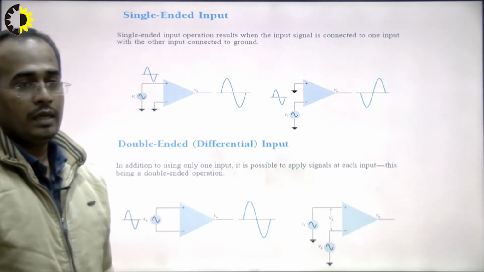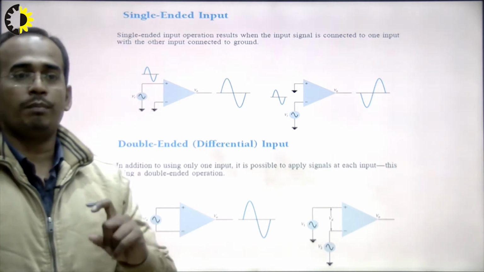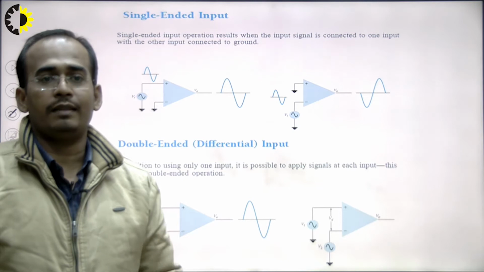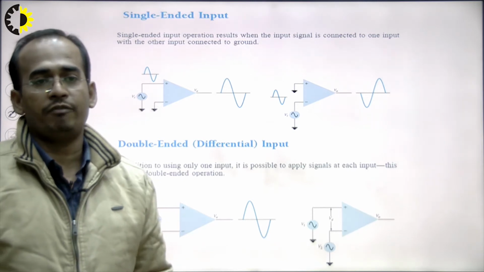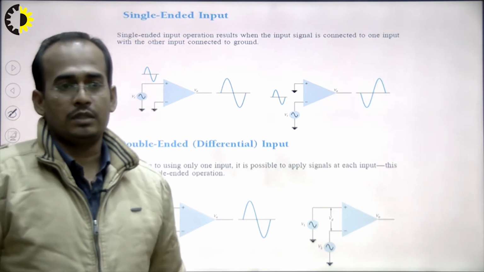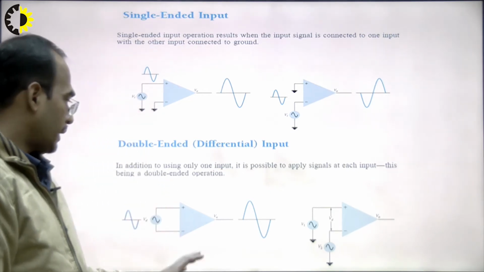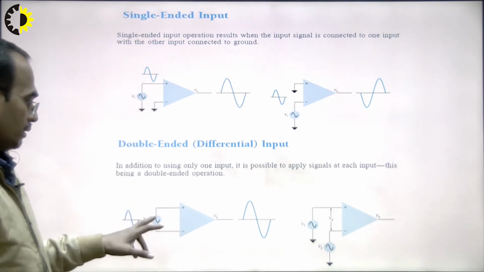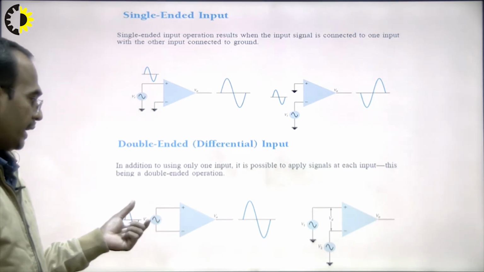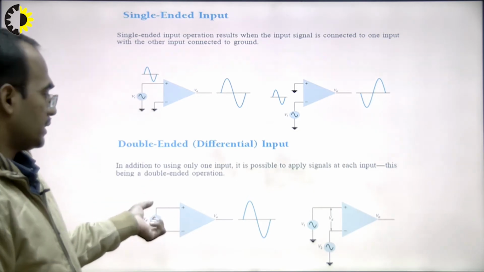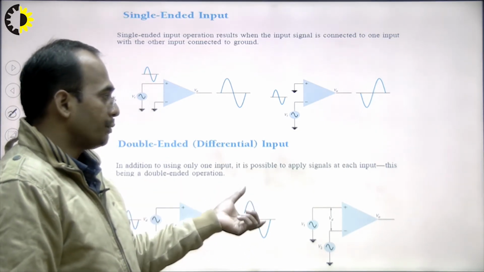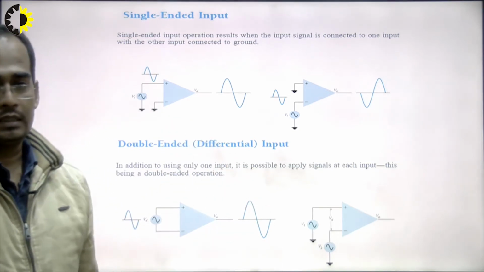operational amplifier. If I am applying the input to both terminals, negative and positive, of the operational amplifier, then that type of operational amplifier is known as a double-ended or differential input operational amplifier. In this circuit you can see that I have applied the input between both terminals, positive and negative, and by applying this input we are getting the amplified output at the output of this amplifier circuit.